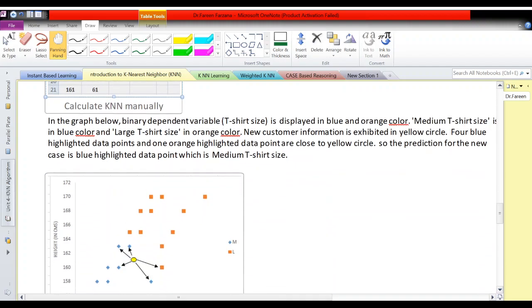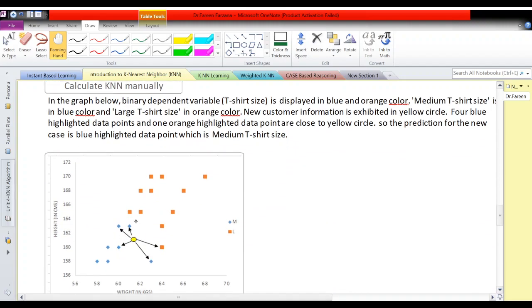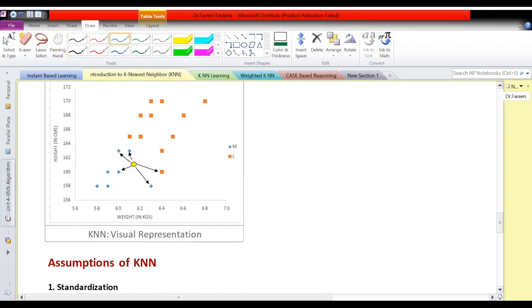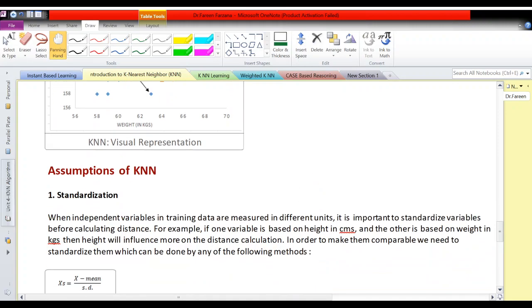So Monica's t-shirt will lie along the blue. Here the blue represents medium, and orange represents the large t-shirt size, and Monica's weight and height value is residing among the height and weight values of the medium size t-shirt persons. So this yellow point, Monica's particular query or the new query instance, will be classified as M size.